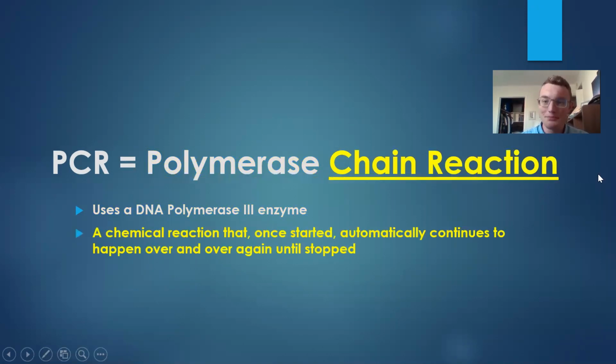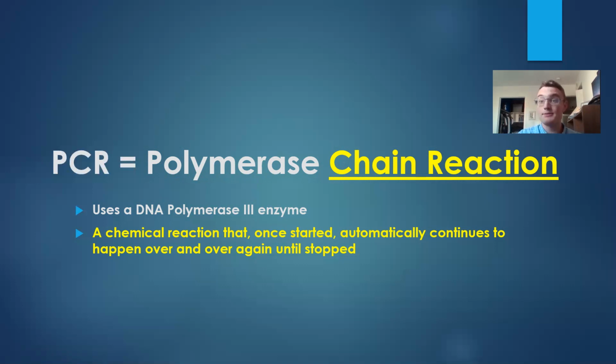The chain reaction part, if any of you have any background in chemistry at all, you'll probably recognize this term. A chain reaction is any chemical reaction that once started automatically continues to happen over and over again until it's stopped. It could be stopped by a signal that tells it to stop, or we run out of whatever it's using to make the chemical reaction happen. That can stop things.